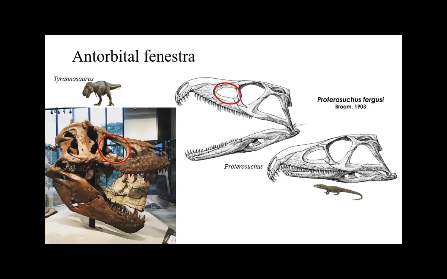I don't think anybody's going to be able to tell you very many interesting things about why they have it or what it's doing. It certainly lightens the skull and things like that. But certainly its presence is something people can reliably use when they find fossils to identify these creatures. So next time you're at a museum, look for the antorbital fenestrae. All the dinosaurs have an antorbital fenestra. And it's just very, very helpful for identifying these guys.